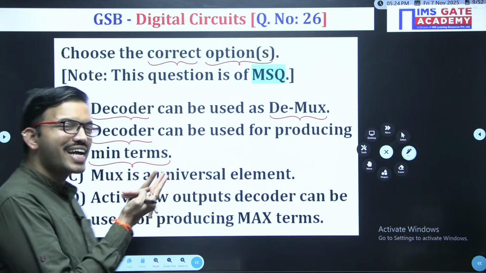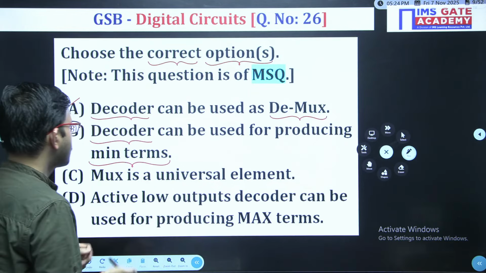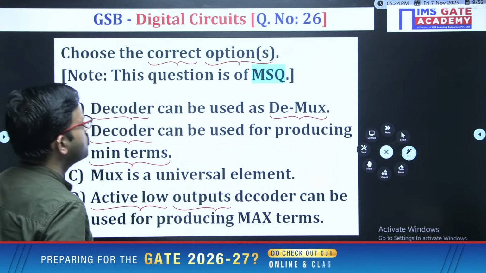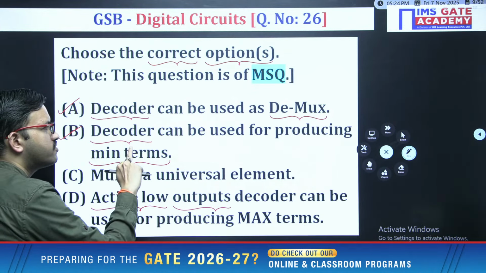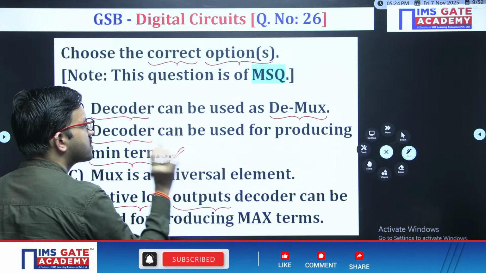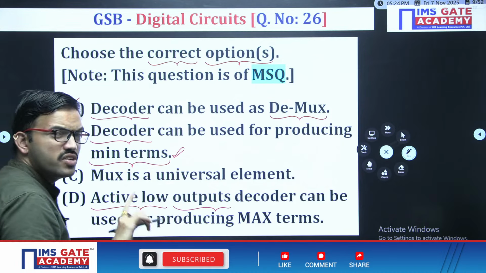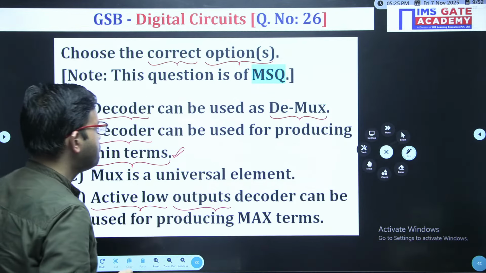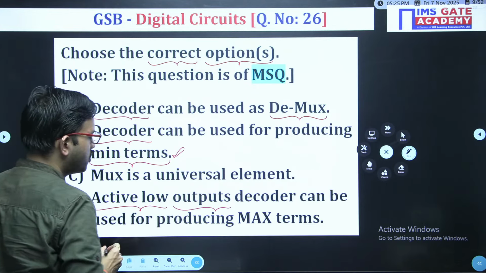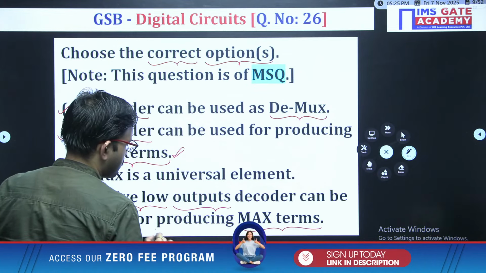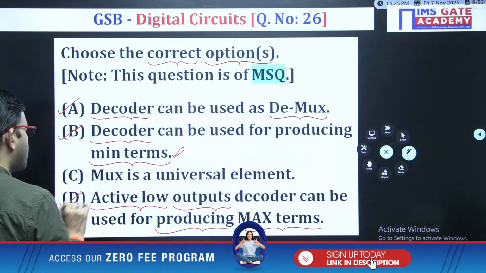Now if you want exactly the opposite, you can make it, that is the combination you get: an active low output decoder. So when you say that with the help of this normal decoder or active high output decoder you get minterms, obviously the complement of a minterm is a maxterm. So with the help of an active low output decoder, we can produce maxterms. Yes, this statement is also correct.